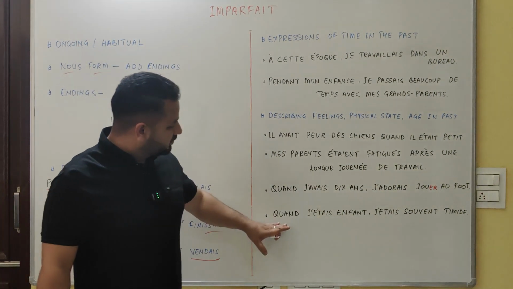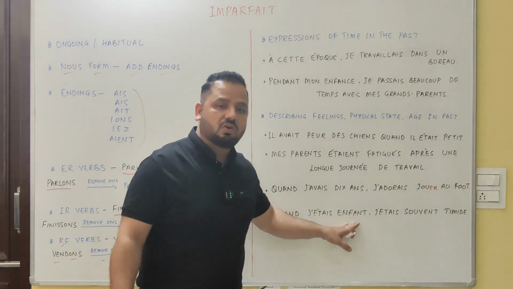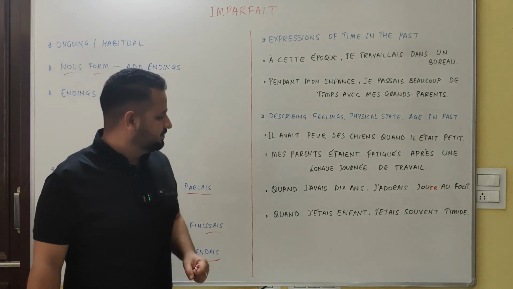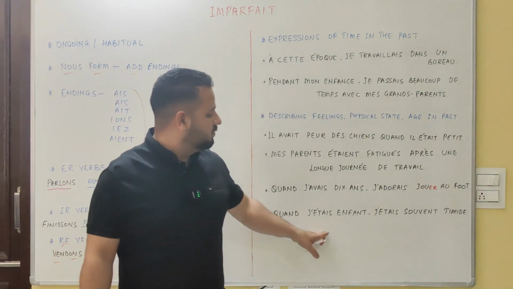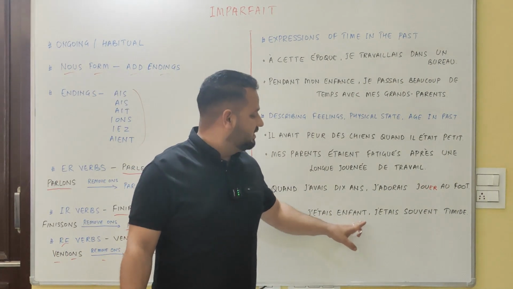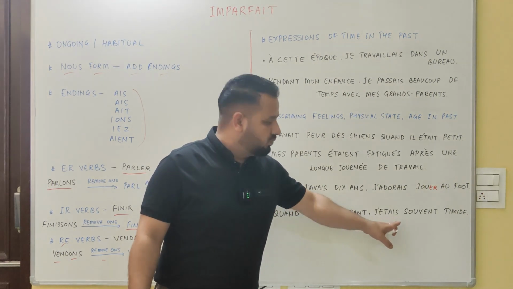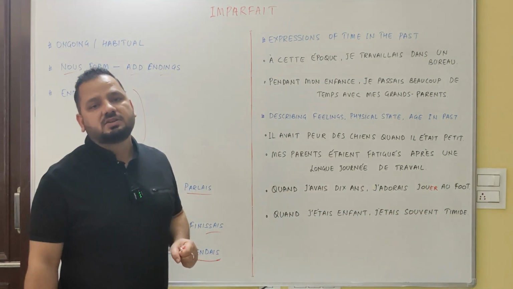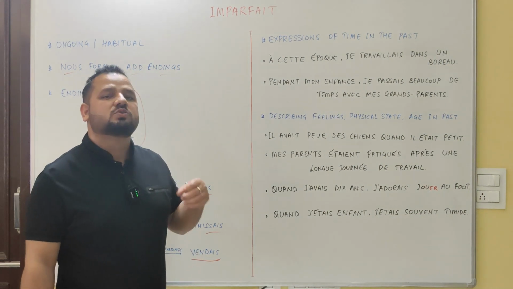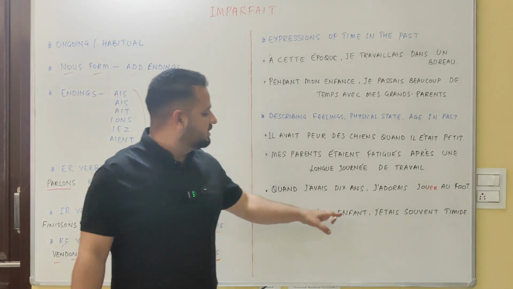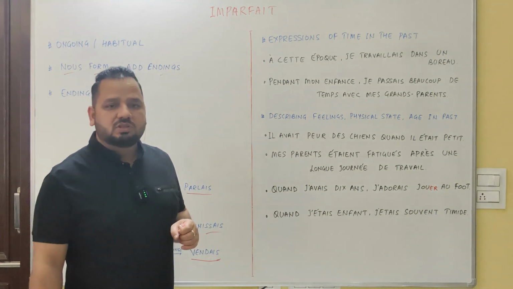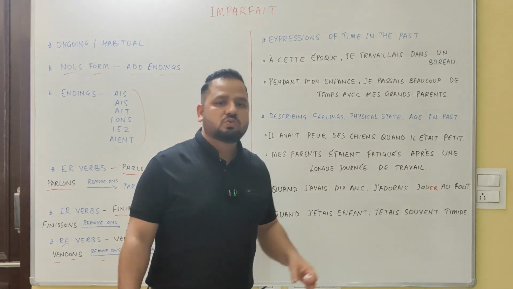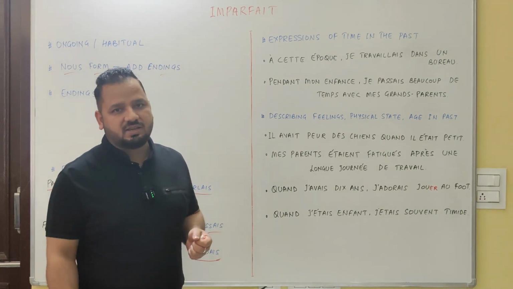One more example. Quand j'étais enfant, j'étais souvent timide. When I was a child, I used to be shy.